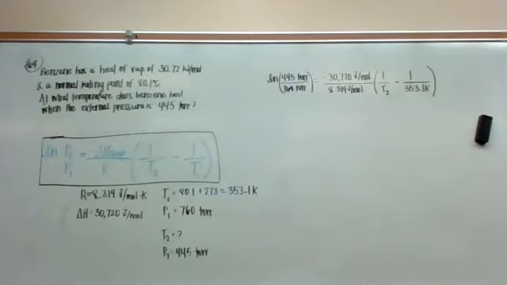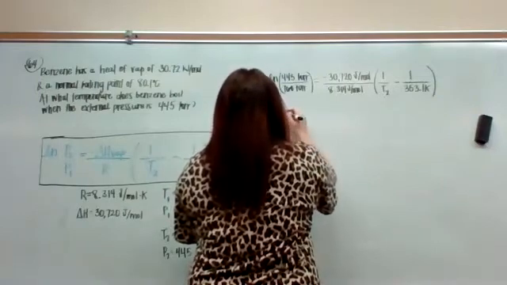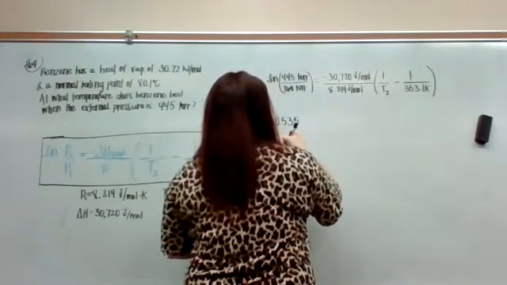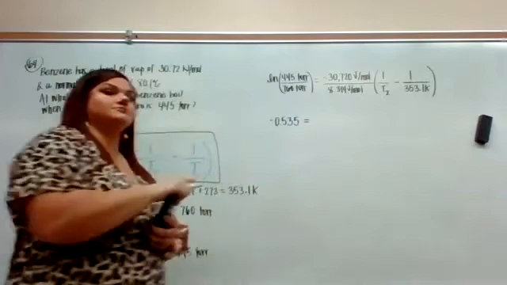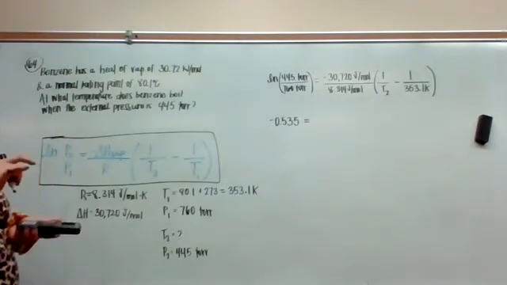All right, this time I can go ahead and handle the left side of the equation. I'm not doing the inverse this time, I'm doing the LN. So I push LN, which gives me a parenthesis, 445 divided by 760, close parenthesis, enter. And I get negative 0.535. Now I'm going to go ahead and divide delta H by R.